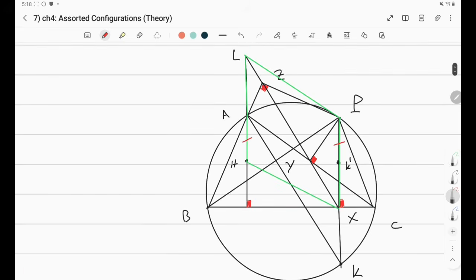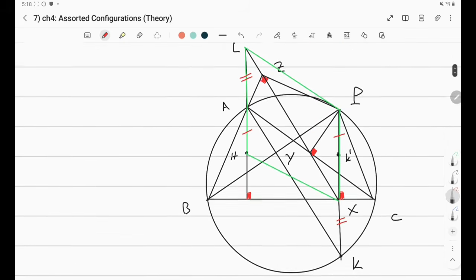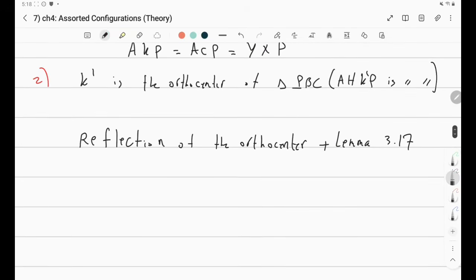Very nice. Now we also know that this one here is equal to this one from the other parallelogram that we got before in 1, ALXK. So we know these two are equal, but guess what? This is equal to this from the reflection. So we have these two are equal, and hence we are done. They are indeed equal, and we got the parallelity. Very nice. So let's just go and write that result as well.